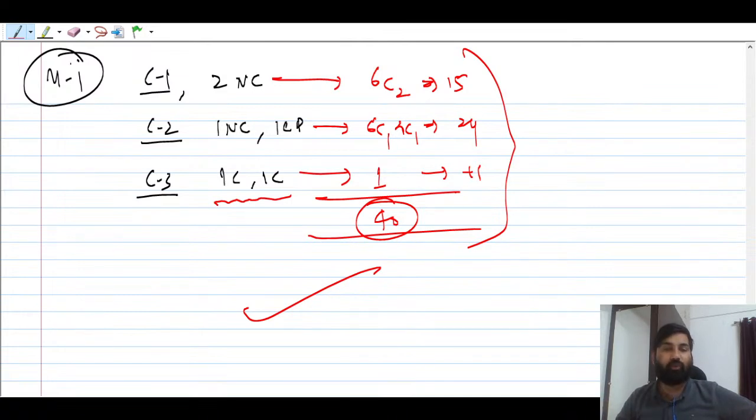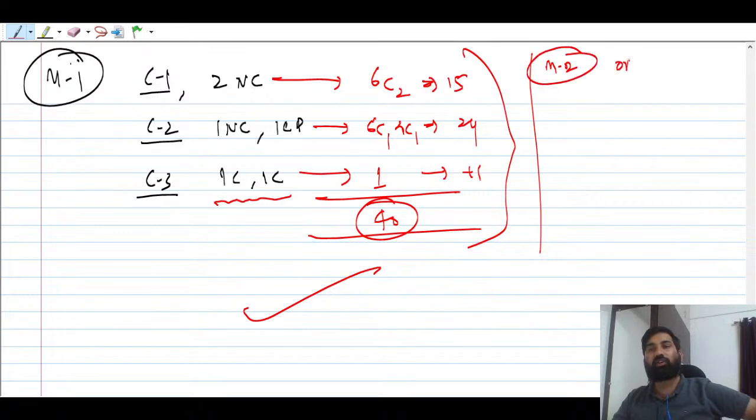अब देखो what we are going to do. This is the method 1, but now I am going to over count things, right? Method 2 में क्या करेंगे? Over counting and correcting.